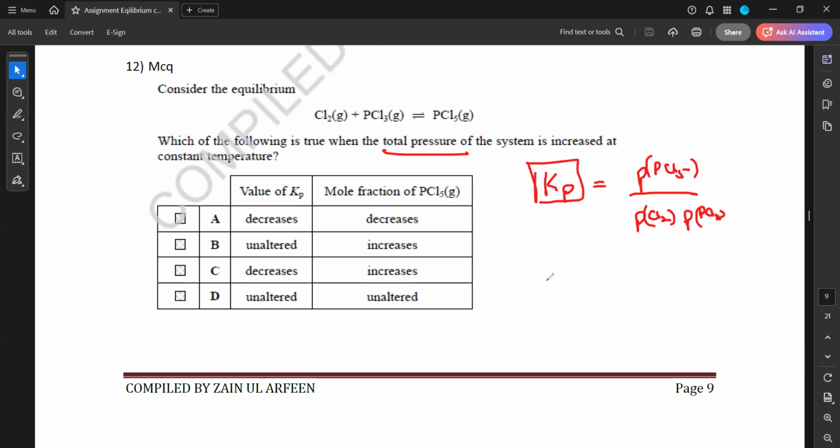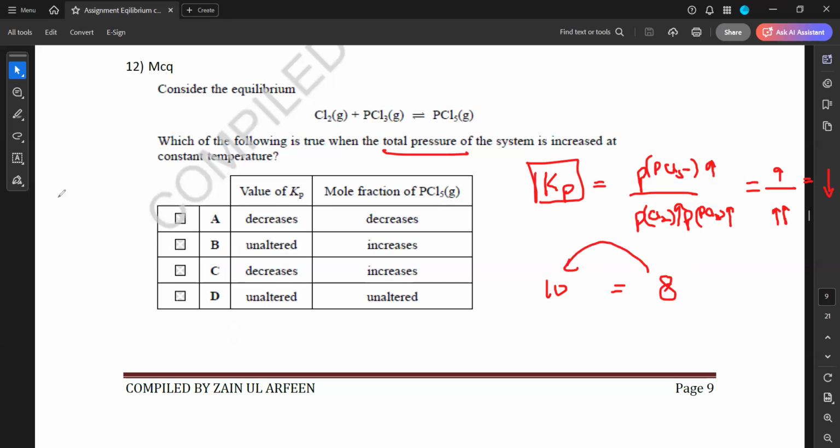So Kp, let's say Kp remains 10, okay? But what happened? This value increases when this value increases and this also increases. But the increase in the denominator is more than the increase in the numerator. So what happened to the overall mole fraction? The mole fraction will decrease. The total mole fraction will be 8, let's say. Now to balance that, it has to reach 10.